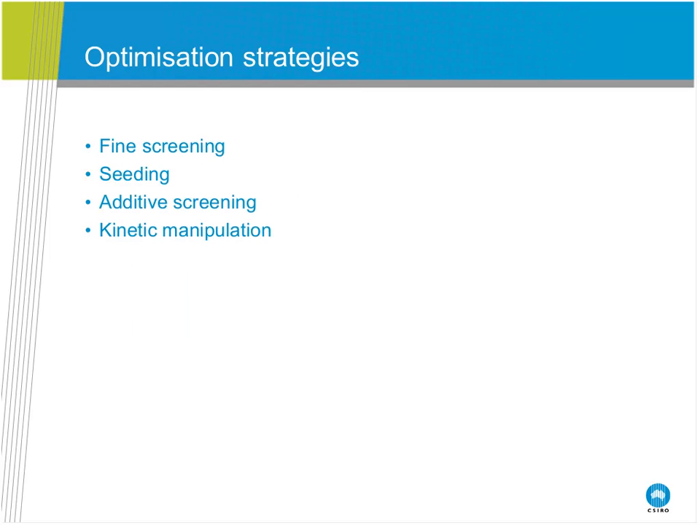So what are the things that you can do in optimization? You can basically do anything you like. There's an infinite number of things that you can do, but they come down to 4 different approaches. You can fine screen, which is just tweaking the chemical conditions which you've already identified. You can seed, as we did in screening, but this time for optimization. We can start adding things to the conditions which we think are likely, and that would be additive screening, or we can start changing the kinetics of the experiment by altering the rate at which things equilibrate.